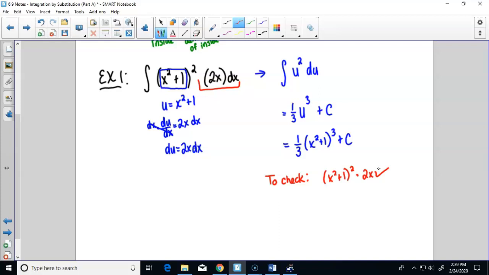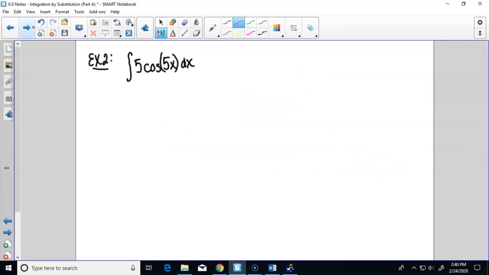Okay, questions? Alright, let's do another problem because sometimes you need to do a few of these before you even realize what your questions are. So for example 2, we are going to integrate 5 cosine of 5x dx.